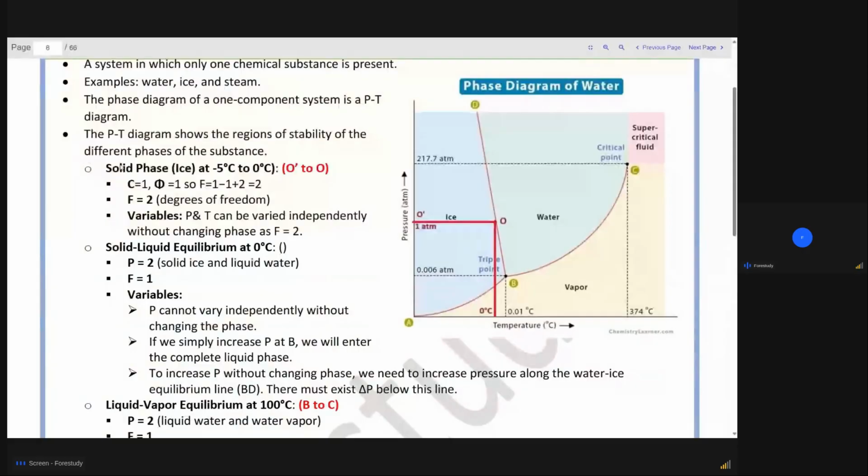The solid phase ice exists at minus 5 degrees Celsius to 0 degrees Celsius. This is the solid phase ice marked by light blue color, having only one phase, that is solid ice. Here you can see the component is obviously 1, because this is a one component system. Phase is also 1. See, here is only one phase, that is ice. We are talking about this whole region; any point you take in this region. So component is 1, phase is also 1.